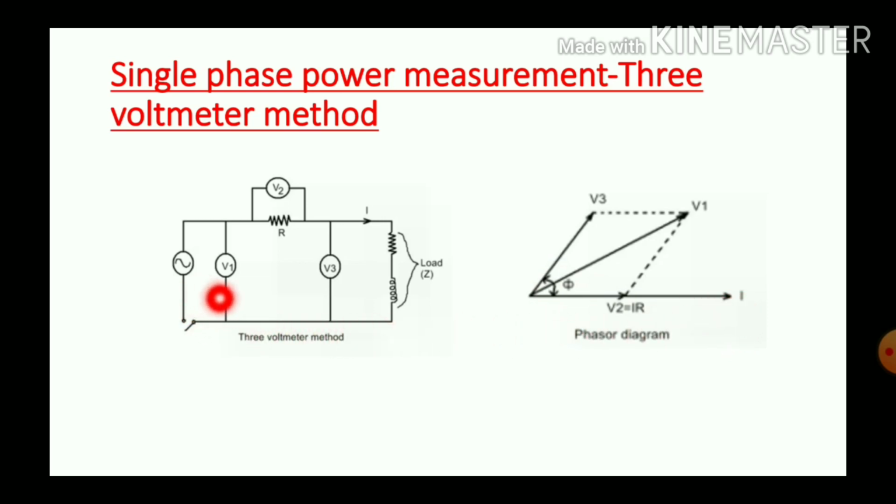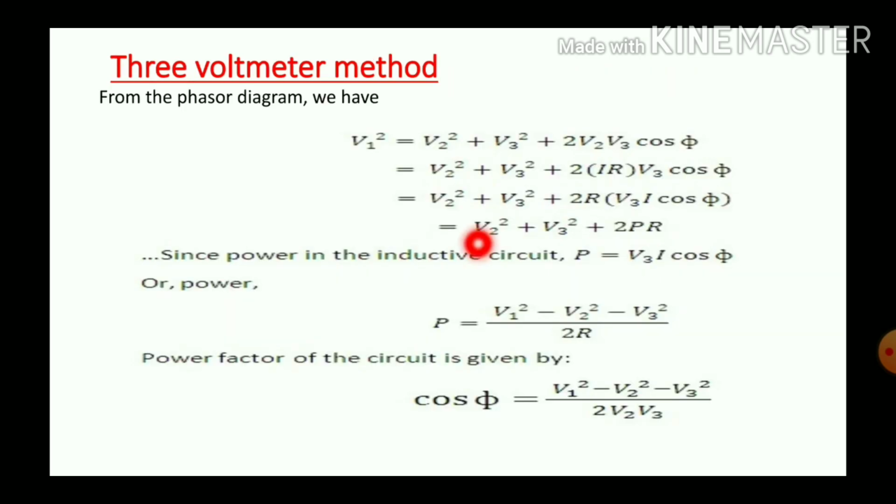Here, V1 is the supply voltage and V1 is the vector sum of V2 and V3. So, by drawing a parallelogram, we can draw vector V1. By analyzing the phasor diagram, V1 square equals V2 square plus V3 square plus 2 V2 V3 cos phi. Here phi is the angle between V2 and V3.